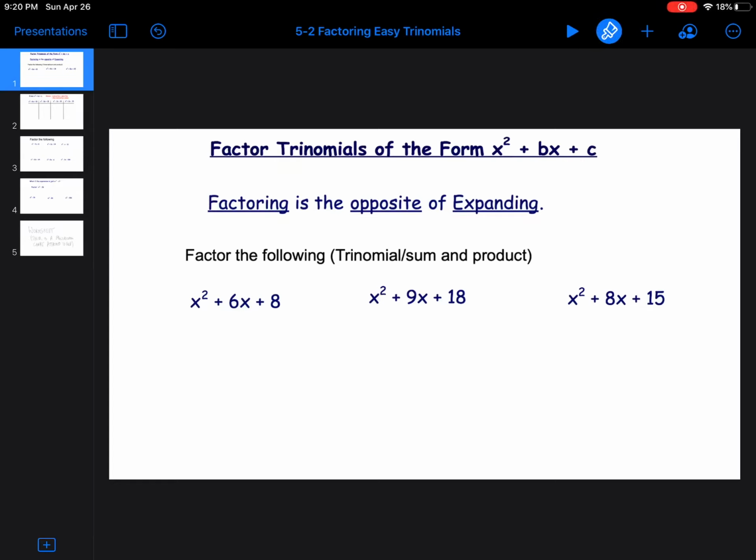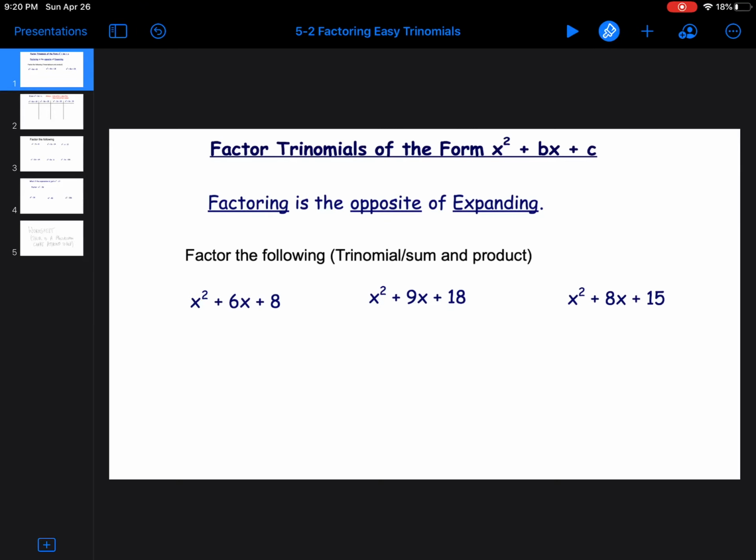All right, so factoring simple trinomials. You would have factored a little bit in grade 10, but factoring is the opposite of expanding. So when we're looking at this, you've got to remember when we factored these, we factored using the trinomial, so the sum and product. What we're looking for are two numbers that multiply to c.